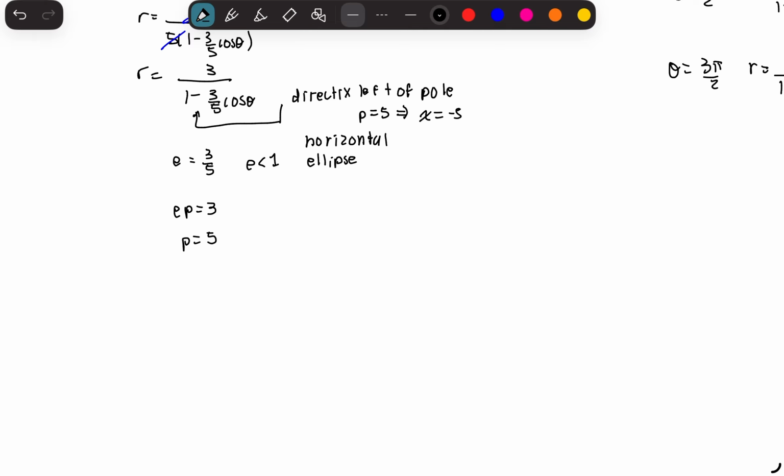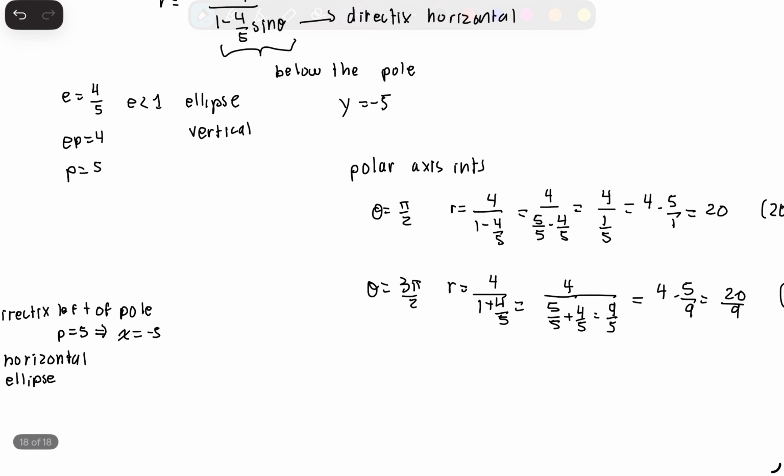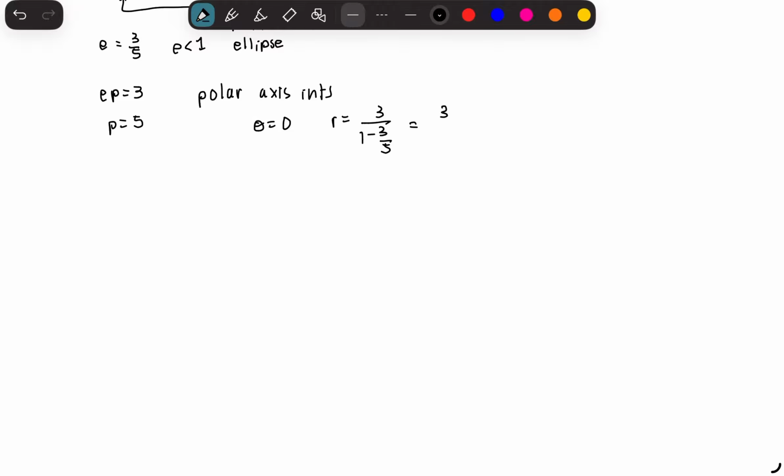Now, after this, we need to find our polar axis intercepts as we have done for each of our previous problems. So you're going to have theta is equal to 0 and r is equal to 3 over 1 minus 3 over 5. Now, that's going to be equal to 3 over 5 over 5 minus 3 over 5, and that's going to be 3 over 2 over 5, and that's going to be 3 times 5 over 2, which is 15 over 2.